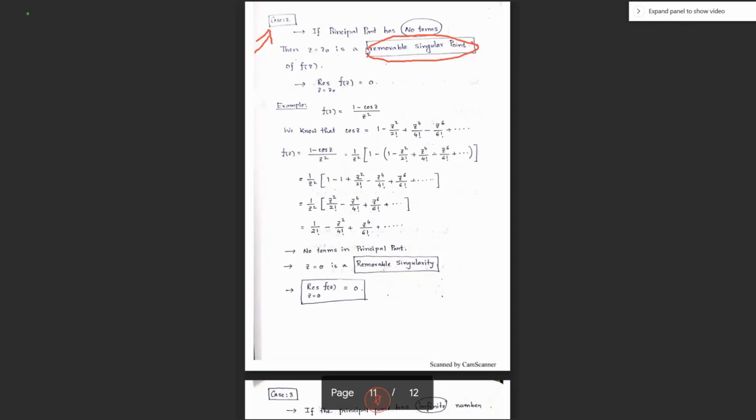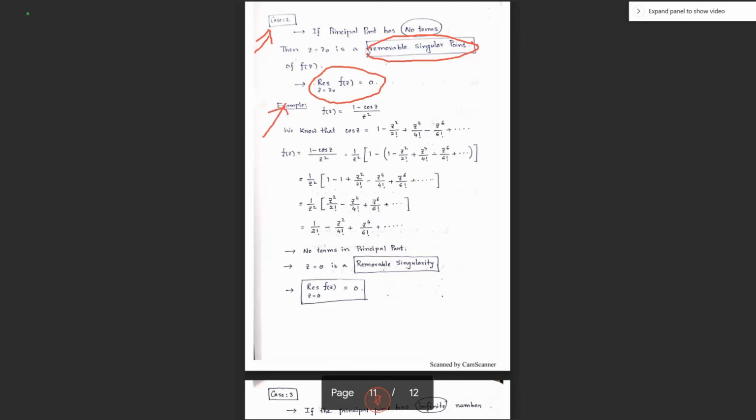So when there is no term in the principal part, the singular point z equal to z0 is called a removable singular point, and the residue of the function f(z) at the point z equal to z0 will be 0.